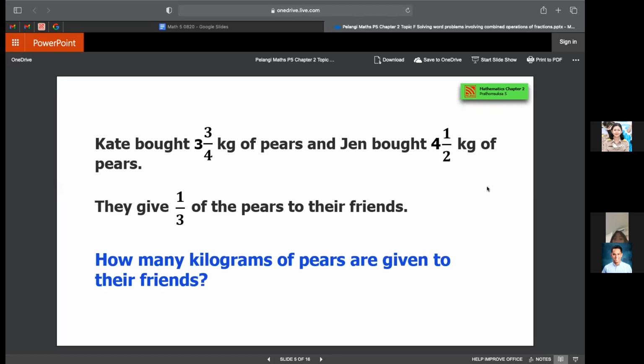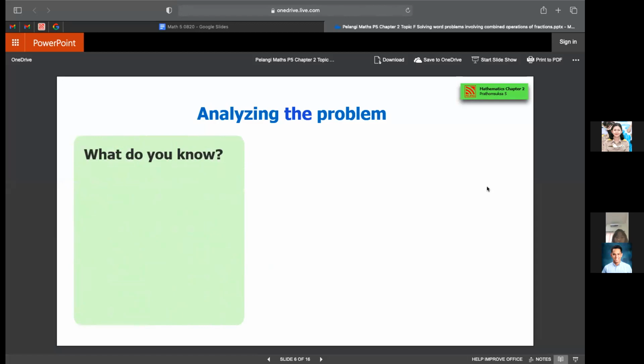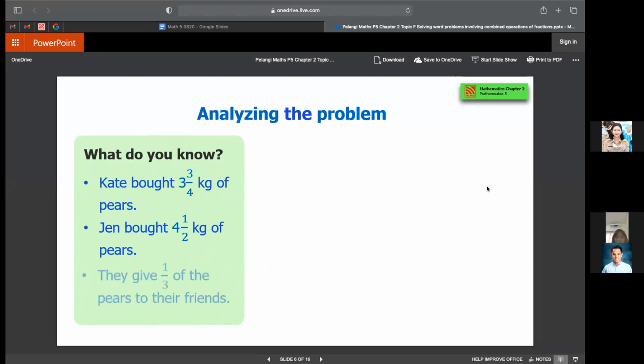So how are we going to solve this problem? There are 3 fractions: 3 3/4, 4 1/2, and then 1/3. To solve this, we are going to analyze the problem. We will think about what the problem is all about. What do we know about this problem? First, Kate bought 3 3/4 kilograms of pears. Jen bought 4 1/2 kilograms of pears. The last information is they give 1/3 of the pears to their friends.